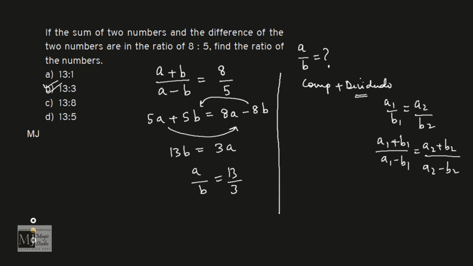So if we use componendo dividendo here, (a plus b) plus (a minus b) would be giving us 2a, and (a plus b) minus (a minus b) would be 2b. So it would be simply 8 plus 5, that is 13, upon 8 minus 5, that is 3, and straight away we can mark the answer. That's why it's been taken up.